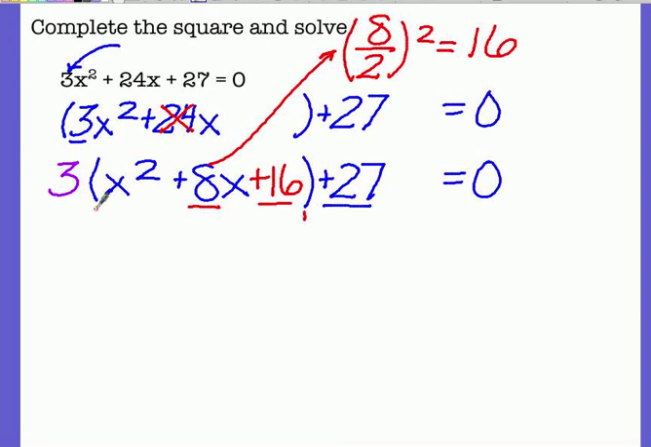It lives inside these parentheses with a 3 on the outside. It turns out that you need to treat it like a 48. 3 times 16 is 48. So we are going to subtract a 48, not a 16. Now once you've done all of this, divided out the 3, remember to take 8, not the original 24, take half of it and square it. And remember that this is not a 16, it's actually a 48.